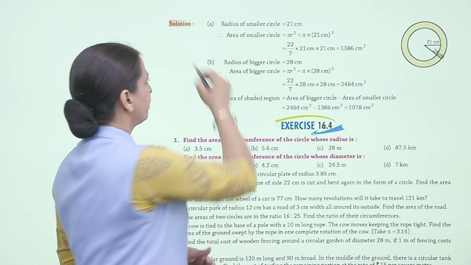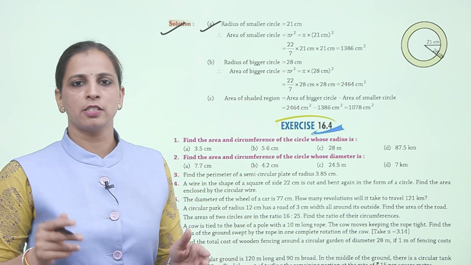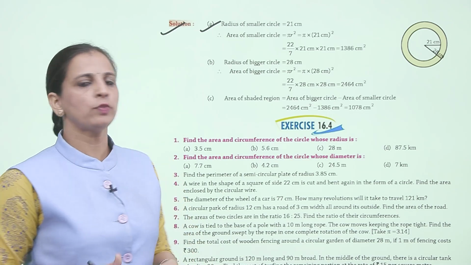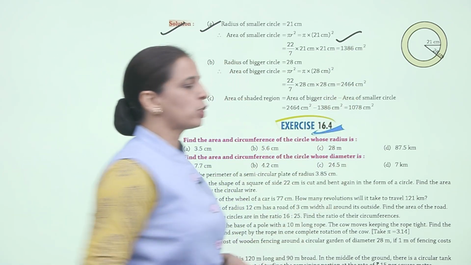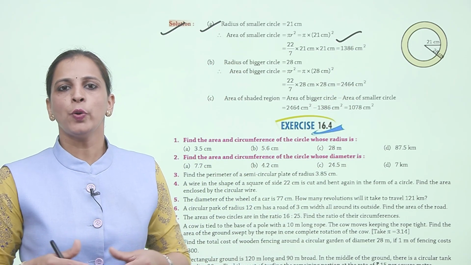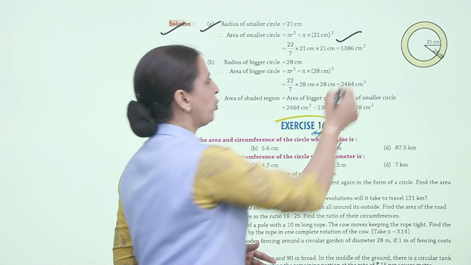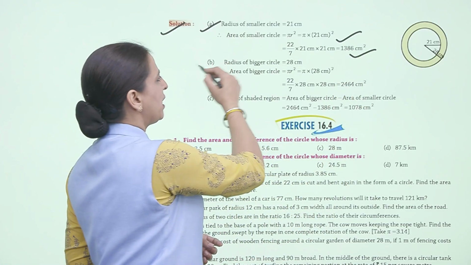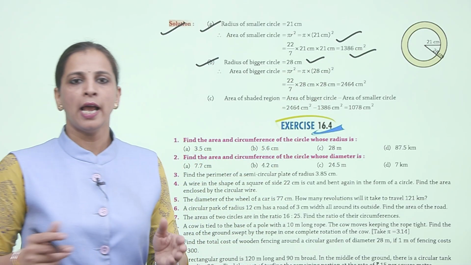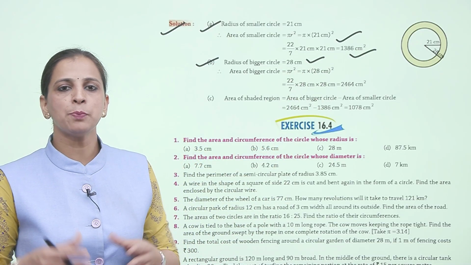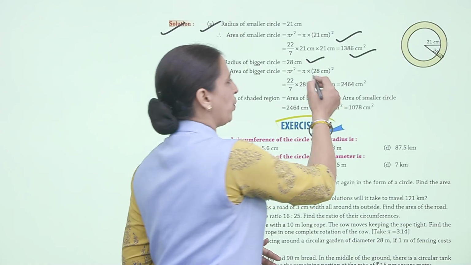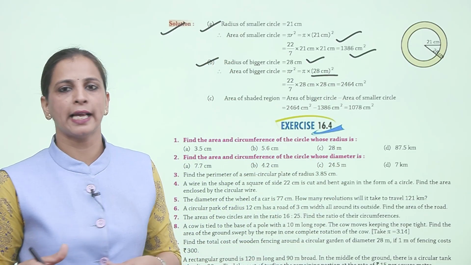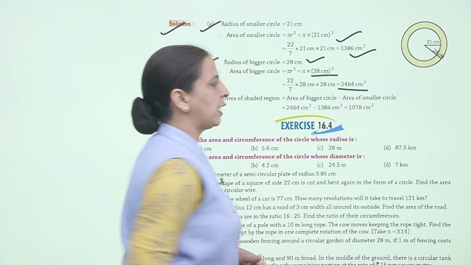Solution करते हैं इसका. रेडियस ऑफ द स्मॉलर सर्कल, स्मॉलर सर्कल की रेडियस कितनी है 21 सेंटीमीटर. So area of the smaller circle is pi r square, that is 22 by 7 into 21 into 21 is equal to 1386 centimeter square. Now radius of the bigger circle is 28 centimeter and area of bigger circle is pi r square. उसकी रेडियस कितनी है 28 सेंटीमीटर, that is 22 by 7 into 28 into 28, that is 2464 centimeter square.